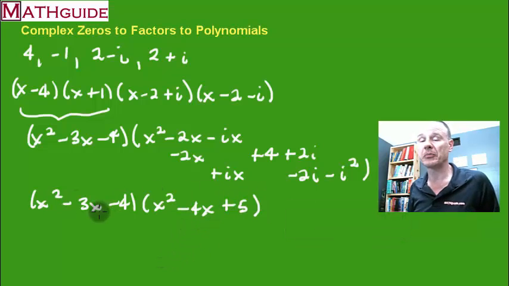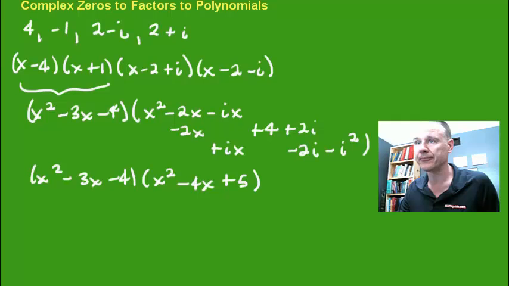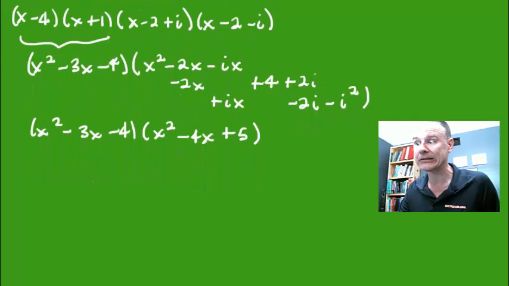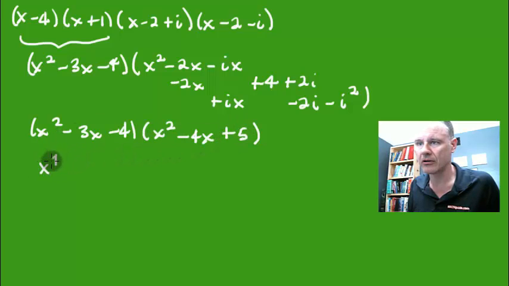Okay, now I've got to multiply these two together. I'm going to need more room here, so I'm going to slide up just a little bit to move on and show some work. Okay, so let's now take x squared and multiply it by all this. So x squared times x squared is x to the 4th. X squared times negative 4x. X squared times 5.